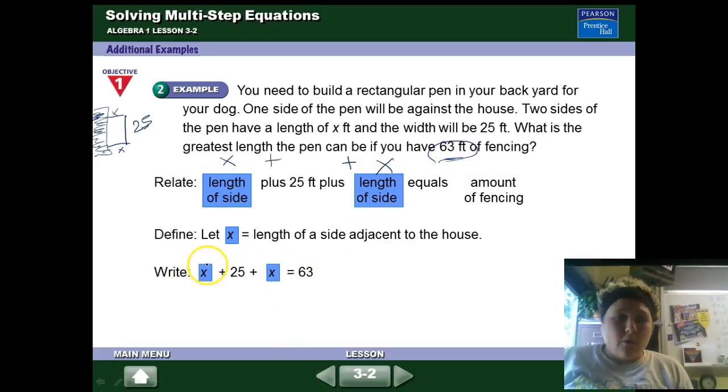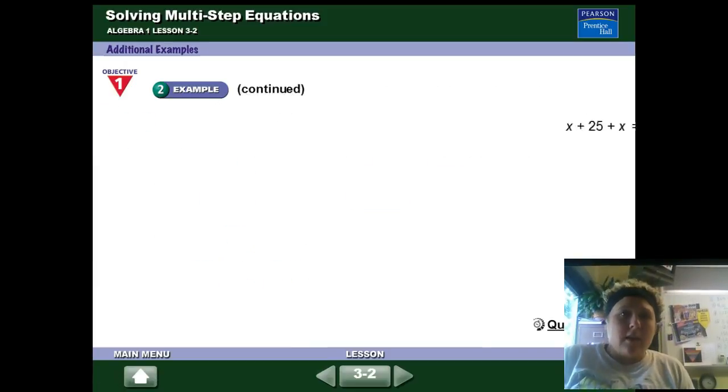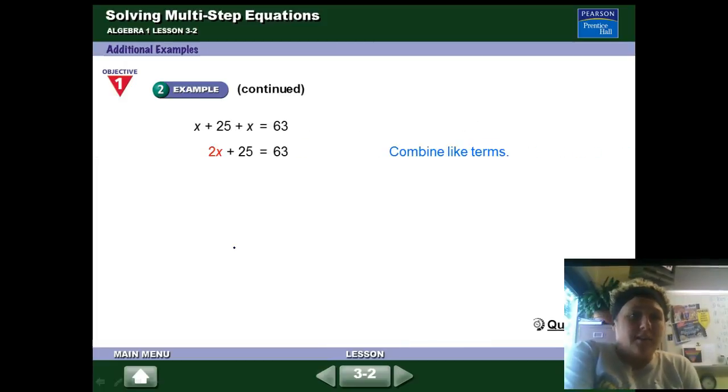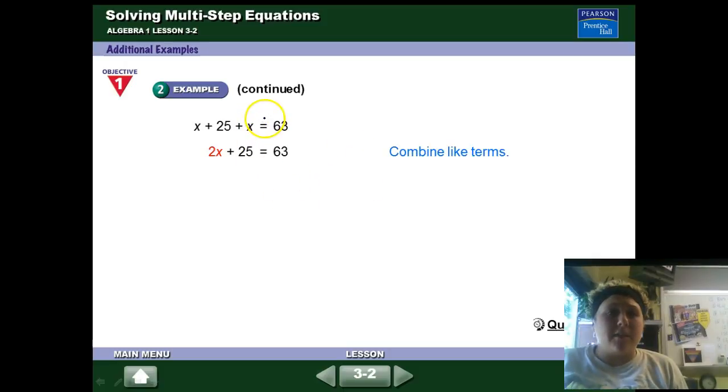So just like before, first thing I need to do is combine my like terms. So I'm going to take x plus x, and that is going to give me a 2x. 2x plus 25 equals 63. Same concept here, okay? Draw a line to the equal sign. It's, please excuse my dear Aunt Sally, working backwards.